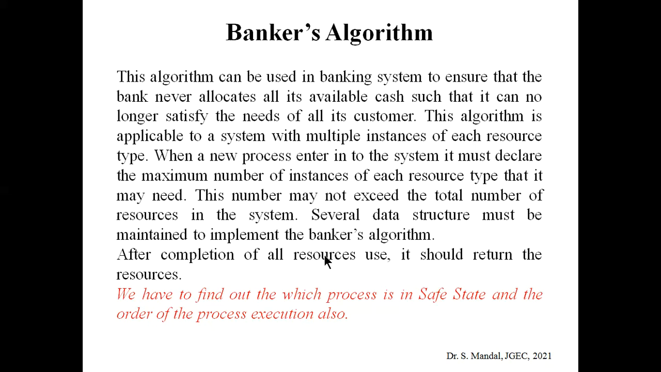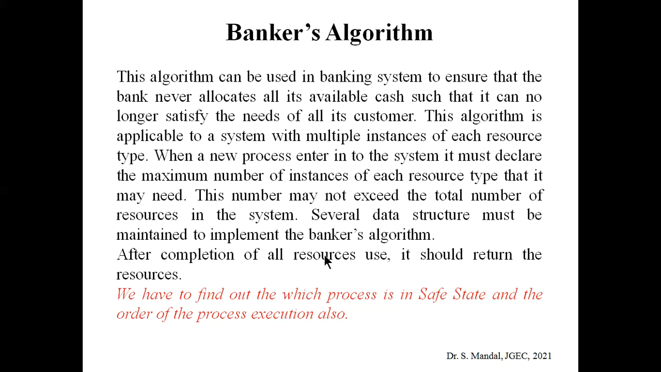So when a new process enters the system, it must declare the maximum number of instances of each resource type that it may need. That means the maximum number of instances of each resource needed during execution, and it should not cross the total number of resources in the system. After completion of all resource use, it should return the resources so that other processes can use them.